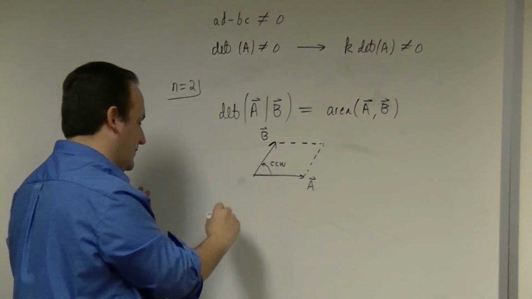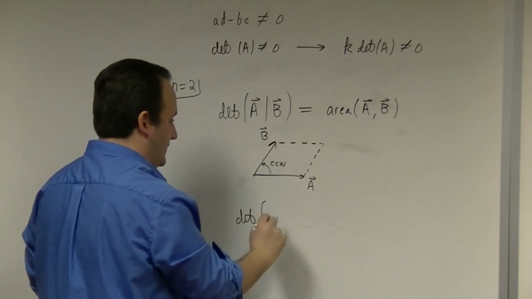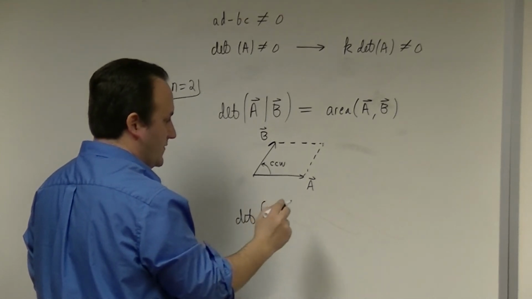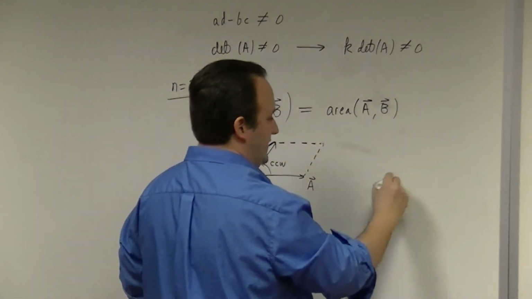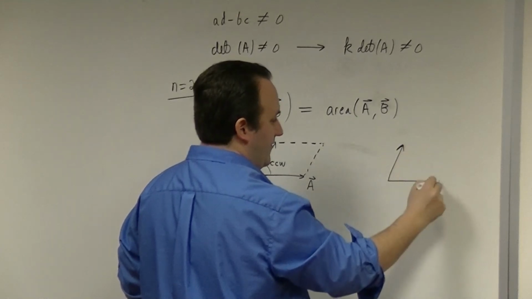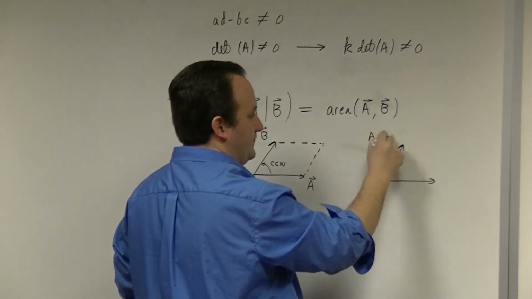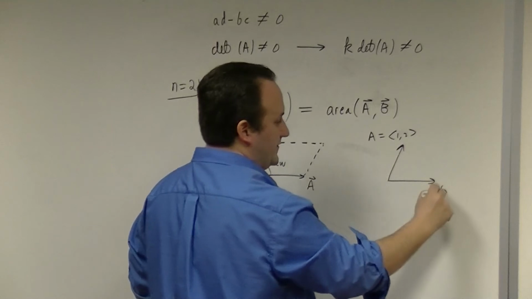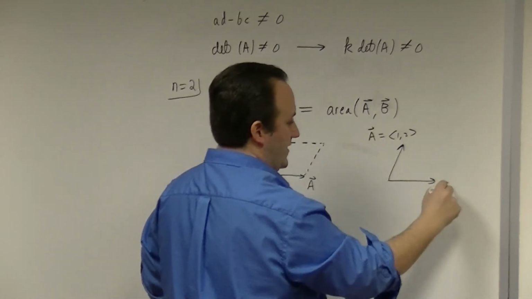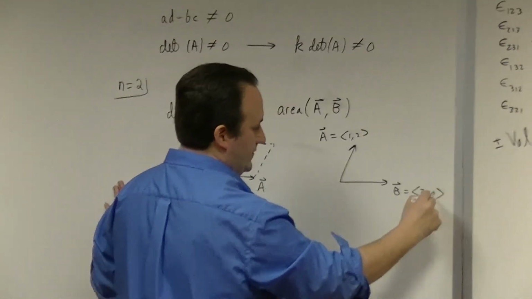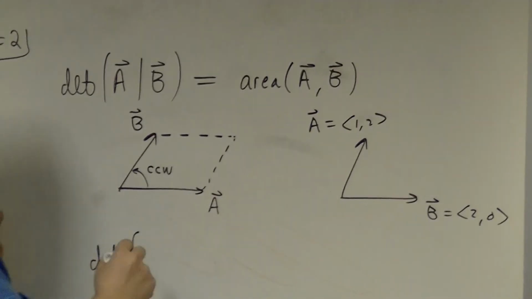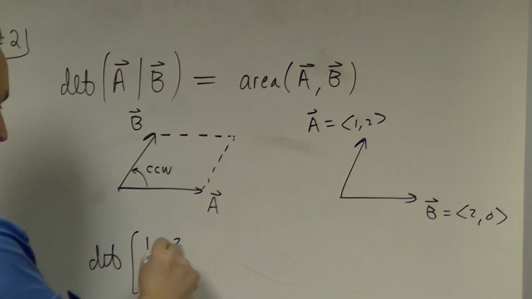So, for example, let me just draw a picture of one where it's oppositely arranged. Let's say A is (1, 2), and B is (2, 0). Right, so if I calculate the determinant of 1, 2, 2, 0, what do I get?